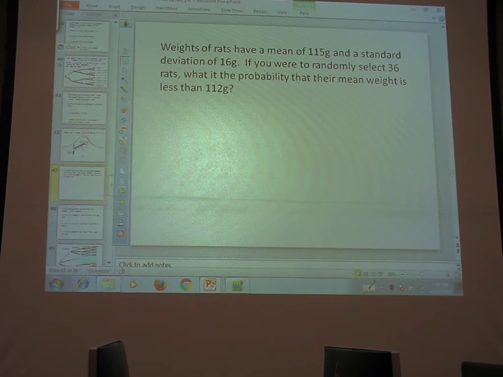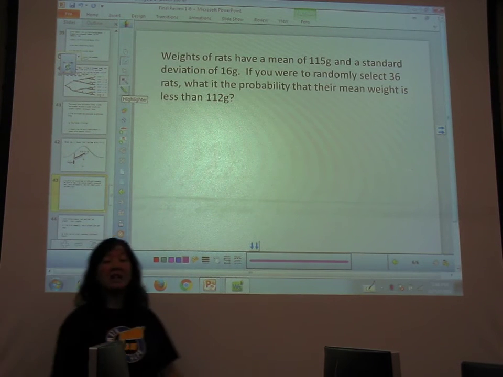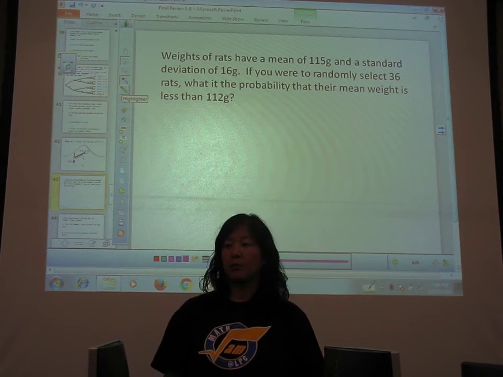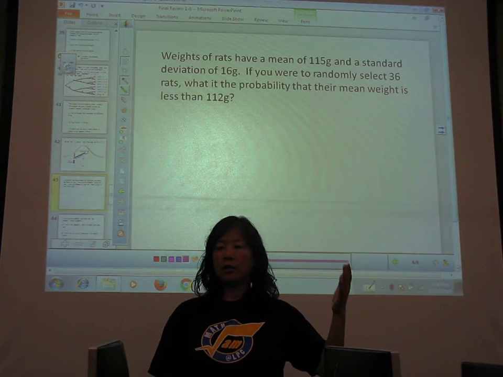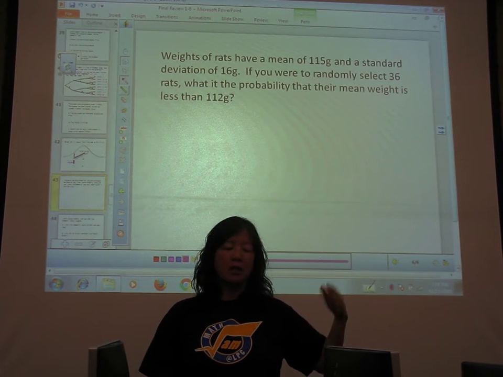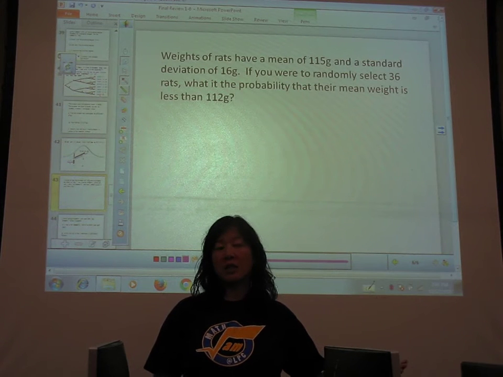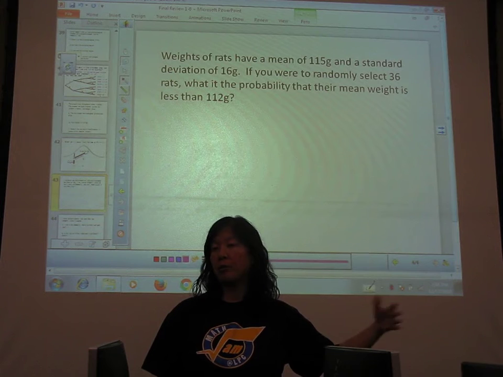Now we're going to look at the second part of, the first part of this, which is now we're talking about 36 rats and the average of 36. So you've got to remember Steph Curry, right? Are you guys okay with basketball? Okay. What's the probability that he has a big game, a 45-point or more game, if I pick a game?